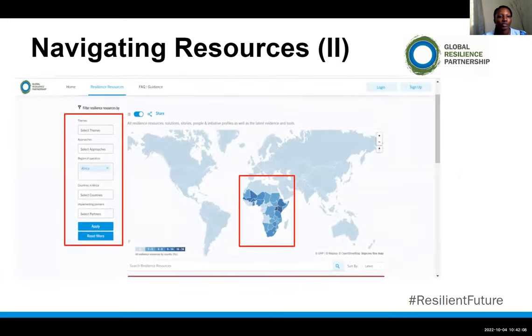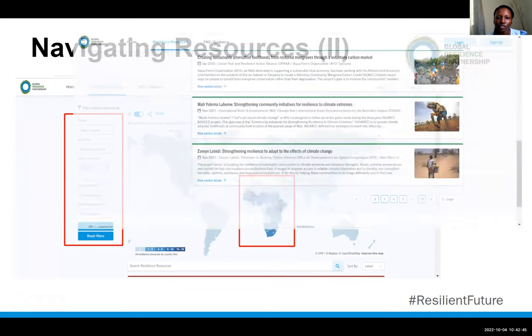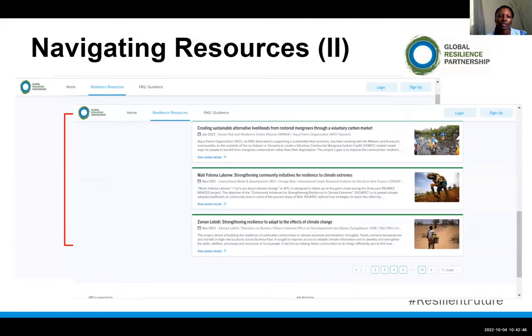Alternatively, you can also select your resilience resource by using the filtration functions on the left side of your screen. So you'd see a number of criteria, namely themes, approaches, region of operation. And then after you've selected your region of operation, you get to filter based on the country, and then also implementing partners. So in this example, I've zeroed in on Africa. So you'd see that the countries in Africa are highlighted. And then you can focus on a particular country of interest in Africa. So after you do that, you see a list of the various resources that have been uploaded, and then you can click and read and derive the information you need.